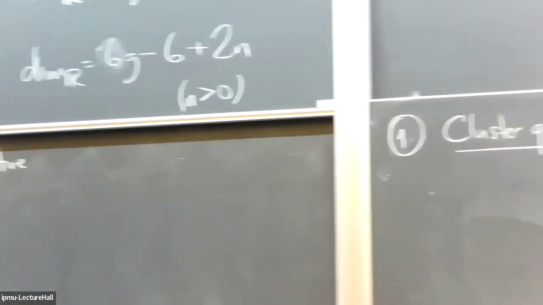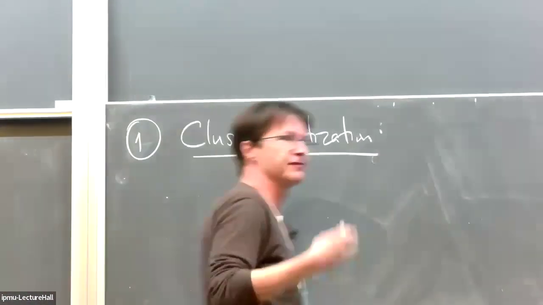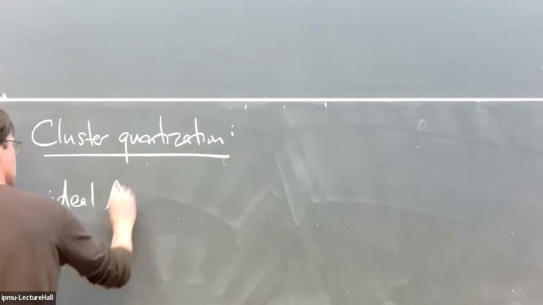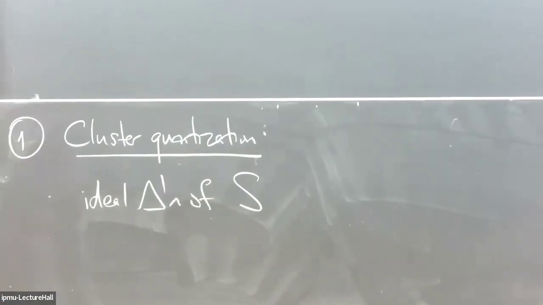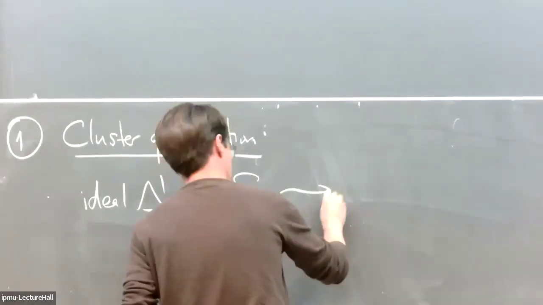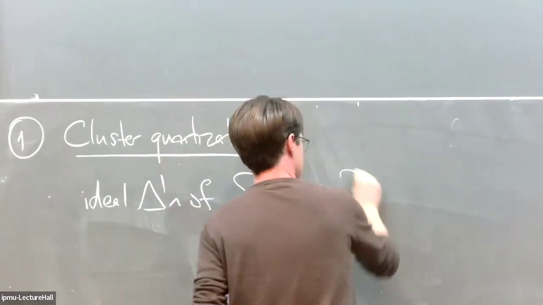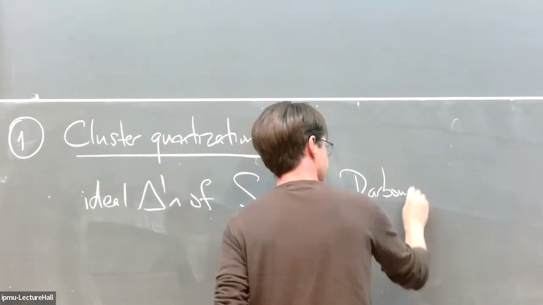The idea is that you equip your surface with a little extra structure: an ideal triangulation. So pick an ideal triangulation of the surface. Once you pick an ideal triangulation, you get a distinguished coordinate system on the Teichmüller space, the shear coordinates. So not only a coordinate system, but a Darboux coordinate system.